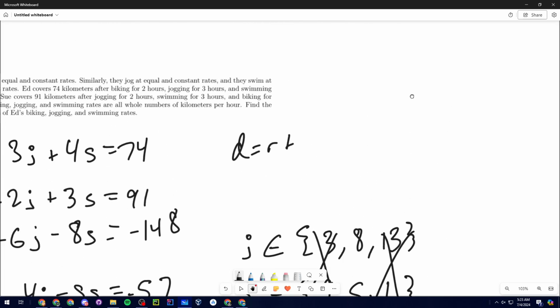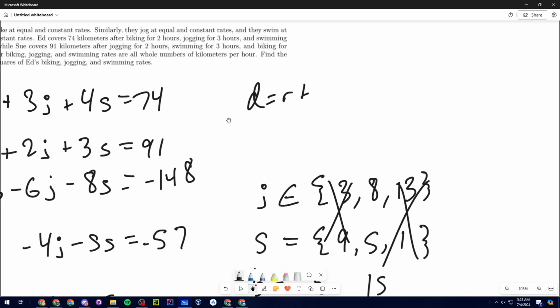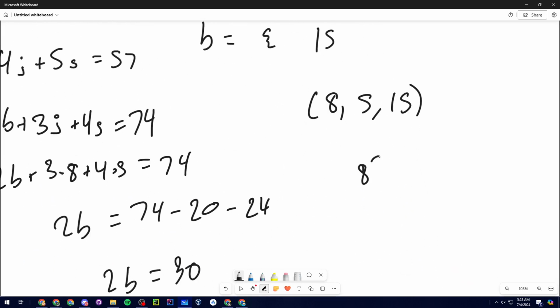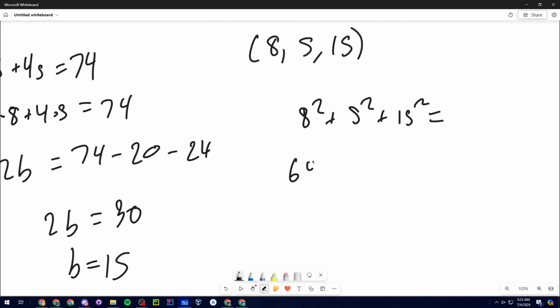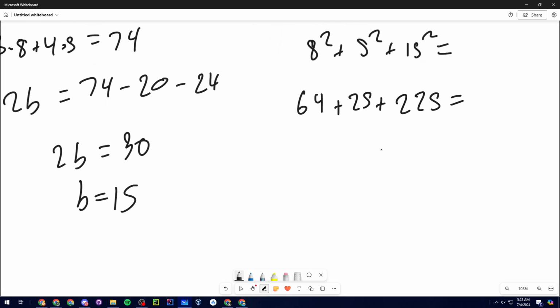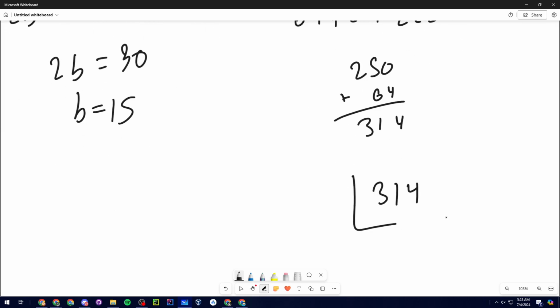So now what is it even asking? It is asking for the squares of b, j, and s. So what is 8 squared plus 5 squared plus 15 squared? That's just equal to 64 plus 25 plus 225. That's just 250 plus 64. That is 314. So 314 is your answer.